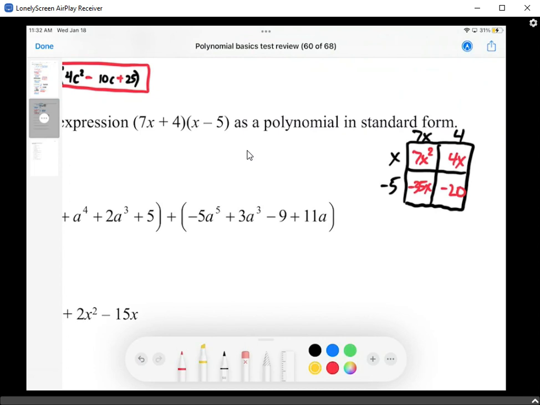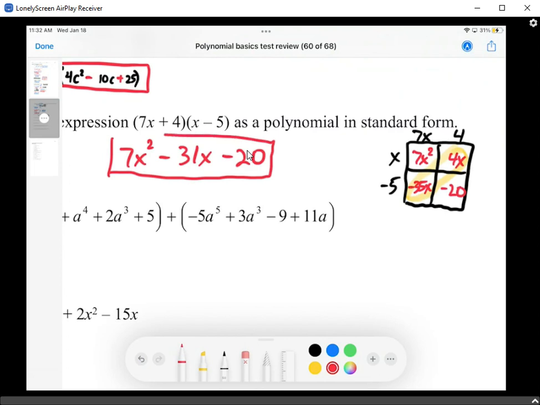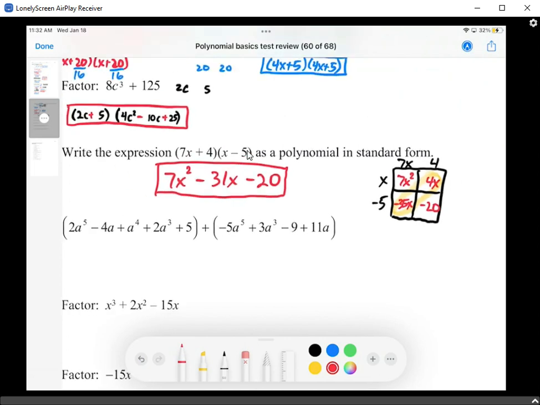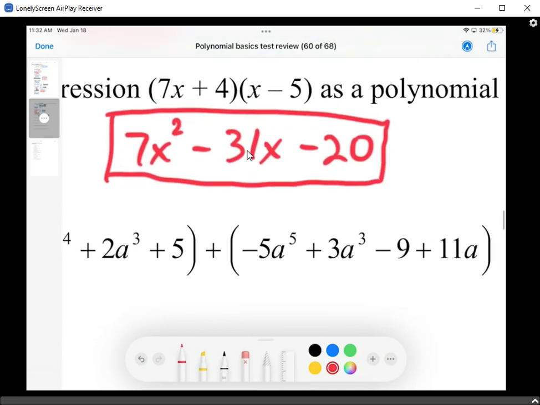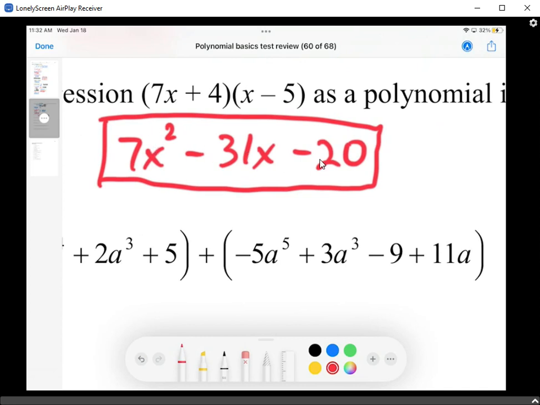Don't forget about combining like terms. These two guys right here are both just single x's. 7x squared. Let's see, those two combined is going to be minus 31x, and then minus 20 there at the end. Okay, in standard form, make sure you're going x squared first, and then the x, and then the constant at the end.